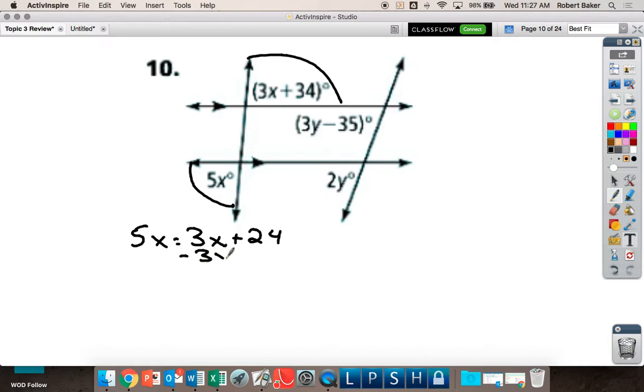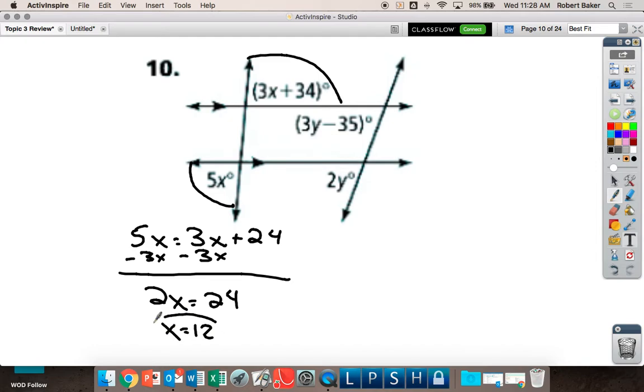Subtract 3x from both sides. Wait, 30, 12. 12's not really a nasty number. Wait, it's 34. It's 34, not 21. Sorry, my pen must have missed that.